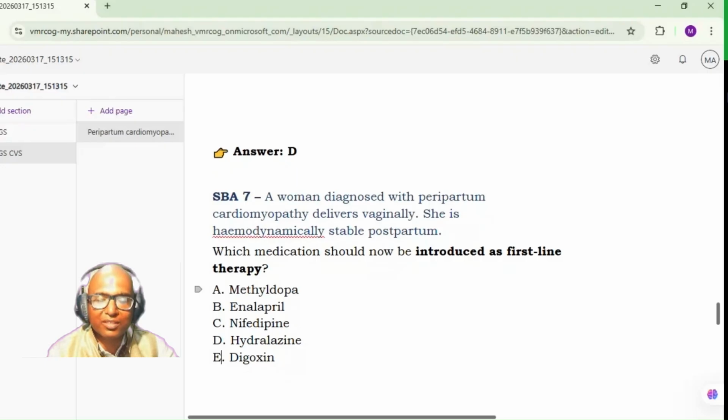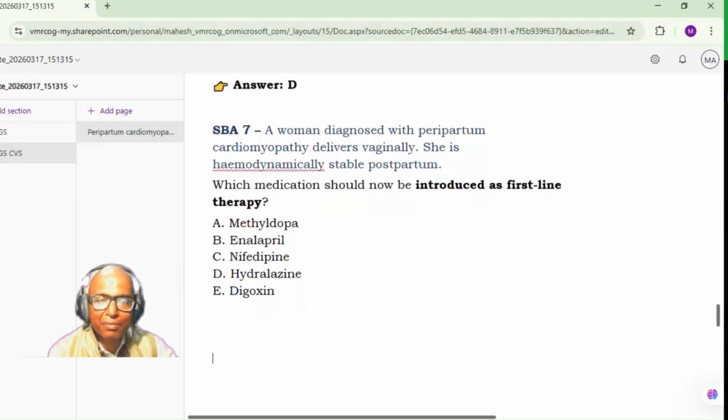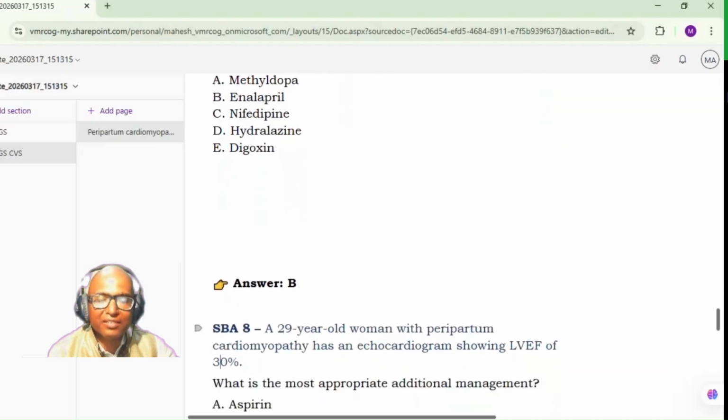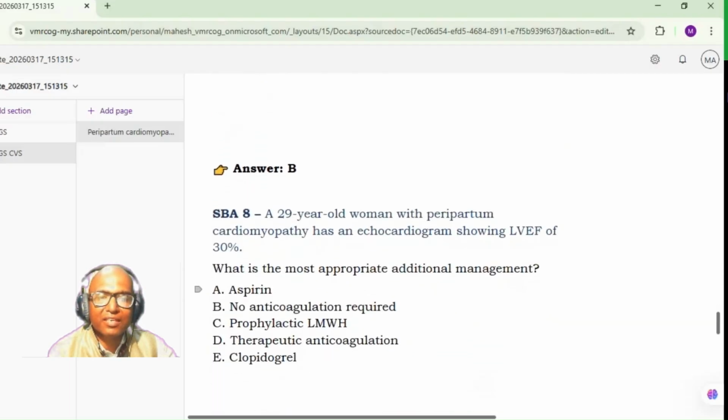Yeah, next doctor, continue. A woman diagnosed with peripartum cardiomyopathy delivers vaginally. She is hemodynamically stable postpartum. Which medication should now be introduced as first line? So now it should be B. She's postpartum, so enalapril is safe. Enalapril postpartum is safe.